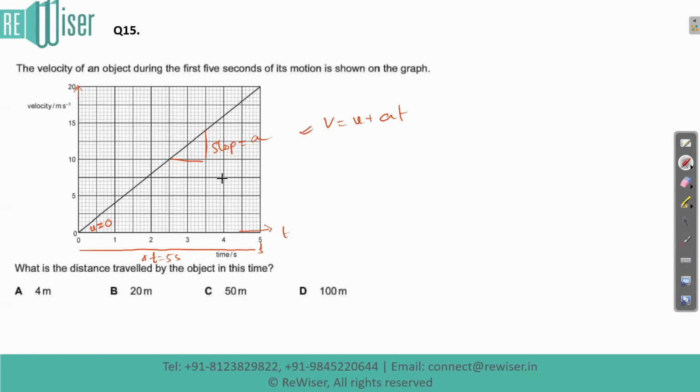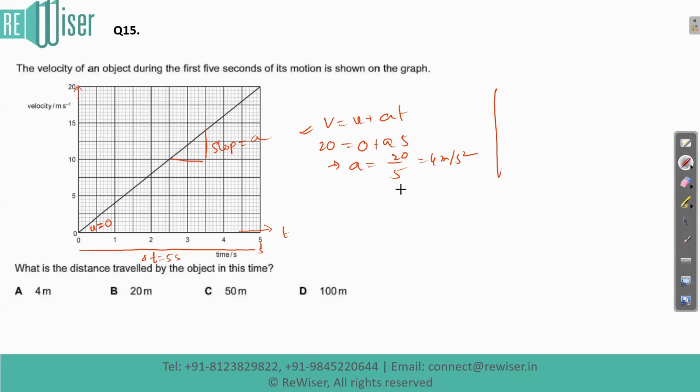Now what is v at 5 seconds? It is 20 meters per second. v is 20, u is 0, and time is 5 seconds. So we get a is equal to 20 by 5, which is 4 meters per second squared. Otherwise, you can also find out the acceleration by finding out the slope. Anything works actually.